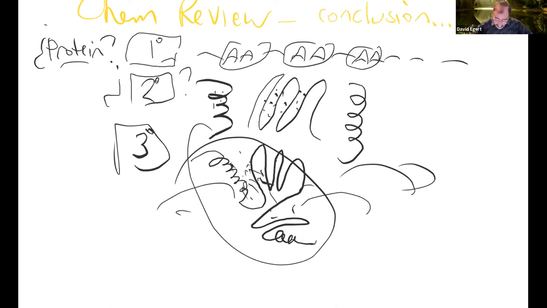And like I mentioned, proteins have thousands, tens of thousands of amino acids. These are big, complicated things. And then we've talked about the optional quaternary structure. What is quaternary structure?